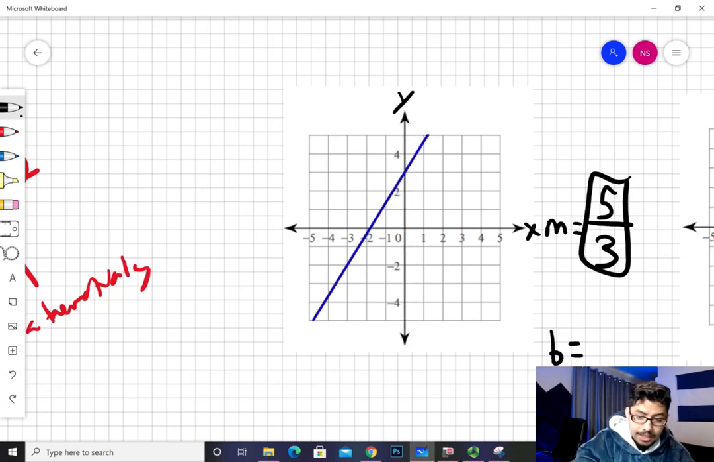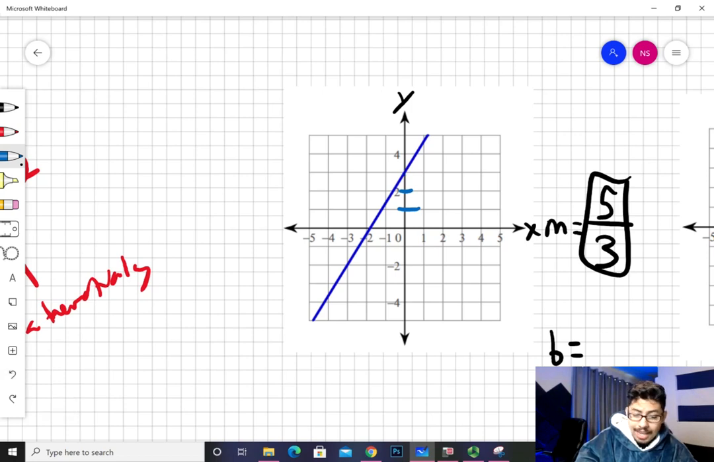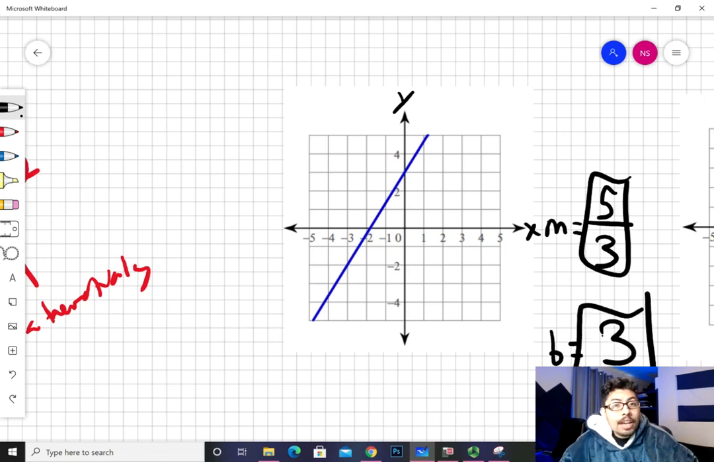Well, if I could see here, I see that it touches it right there. What number is that? That's a 3. You could clearly see 1, 2, 3. Right? It's between 4 and 2, obviously. So just like that, you found your b. Your b is 3. You found your m and your b, my friends.